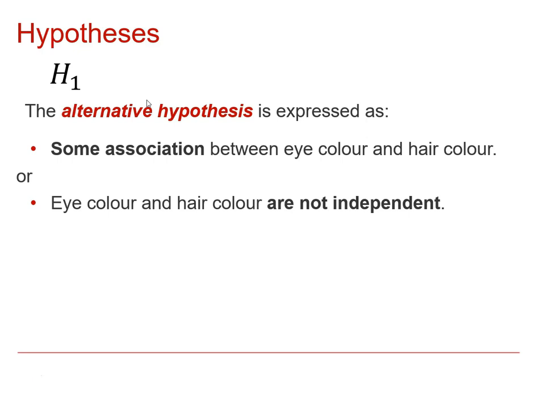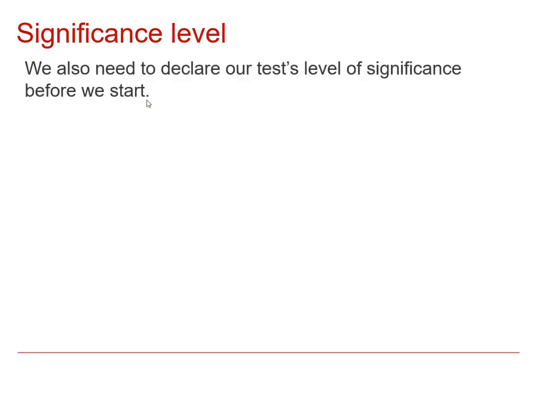We also need to declare our significance level before we start. It is bad form to do so otherwise, because otherwise you could just choose the significance level to prove whatever you want it to do. That's bad statistics. The significance level should be given in the question, otherwise default to 5%. I am going to test at the 5% level of significance.